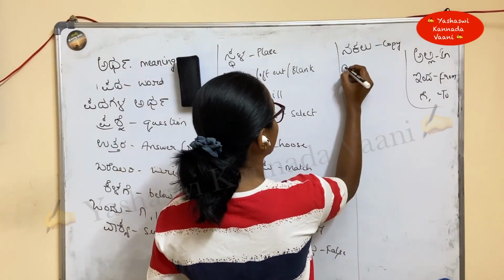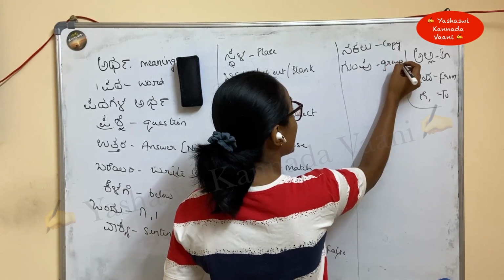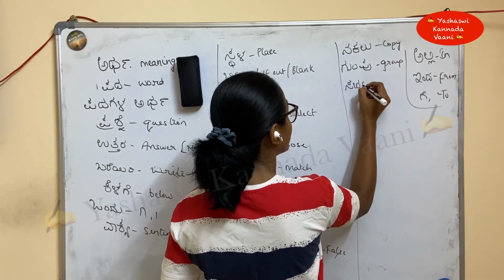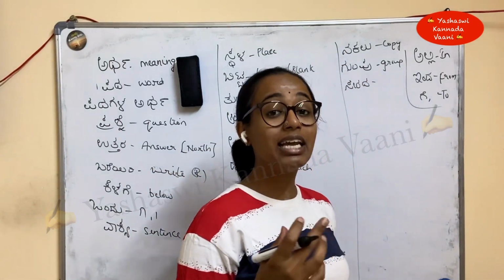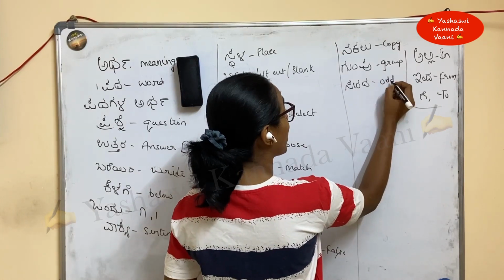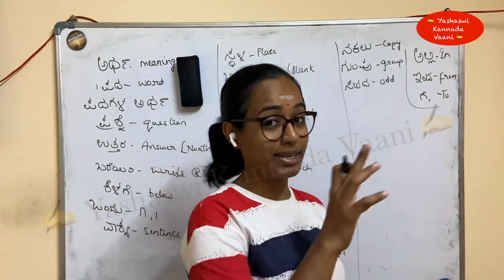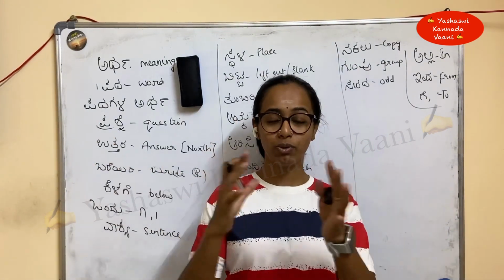ಗುಂಪಿಗೆ ಸೇರದ ಪದ. ವೆರಿ ಇಂಪಾರ್ಟೆಂಟ್. ಗುಂಪು ಅಂದರೆ ಗ್ರೂಪ್. ಸೇರದ ಅಂದರೆ the one which is not odd one. So it's basically which is the odd one. Serada, the odd one. Okay, so you have to find out the odd one out in the sentence. Gumpige serada pada. In that group you have to find out the odd one.